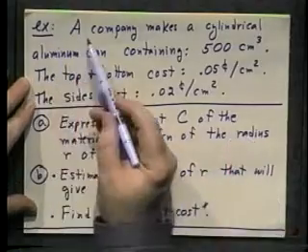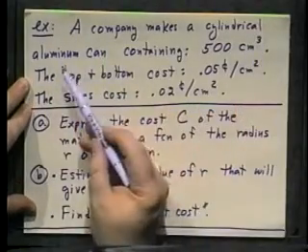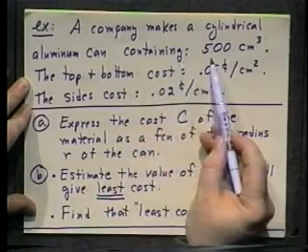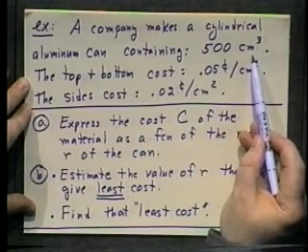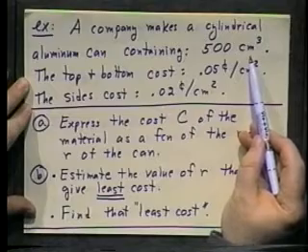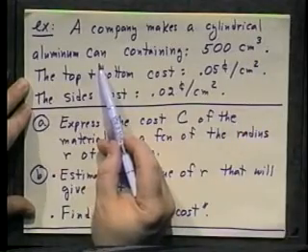Example. A company makes a cylindrical aluminum can containing 500 centimeters cubed. Now you have to realize that that is a measure of volume. So it's clear that we're looking for the volume of this aluminum can.